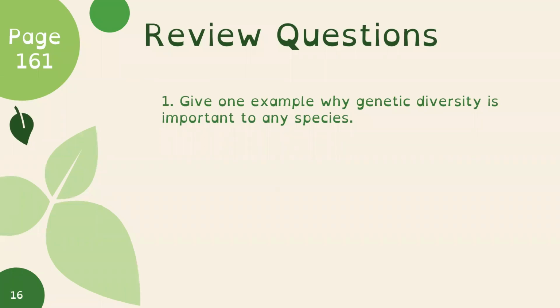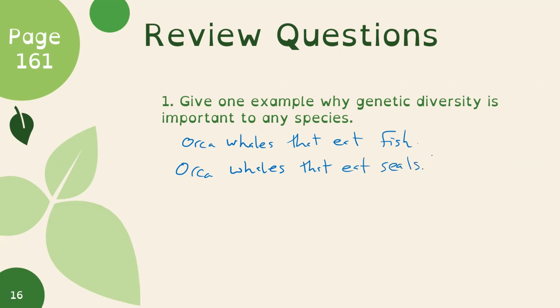Okay. Review questions. Question number 1 on page 161. Give one example why genetic diversity is important to any species. So for me, the example that we talked about in our lesson was the orca whale. And I thought that it really made it really, really clear. So there are orca whales that eat fish, and orca whales that eat seals. This diversifies their food options.